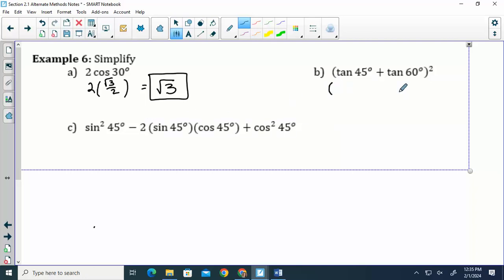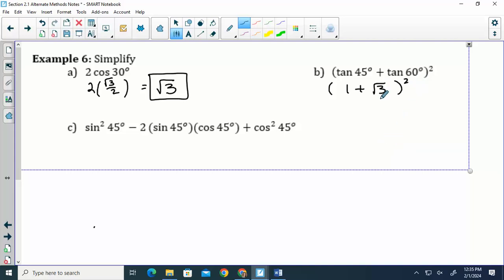B. Tangent of 45 degrees. So fold in our 45. Tangent, square root of the top over square root of the bottom. So radical 2 over radical 2. Plus the tangent of 60. So if you fold in your 60, radical 3 over radical 1. How would I square that?